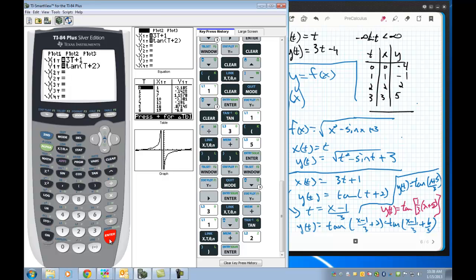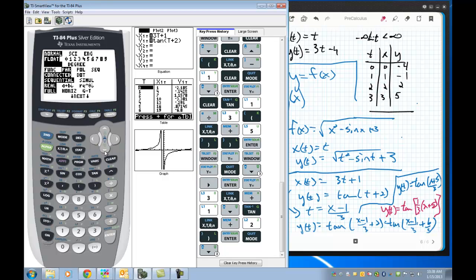Perfect. It's beautiful. Now, notice it threw in this right here. That's kind of ugly. Again, one more time. Go back to mode. Go down to function. And look, I get exactly the same thing. That's pretty cool to play with.